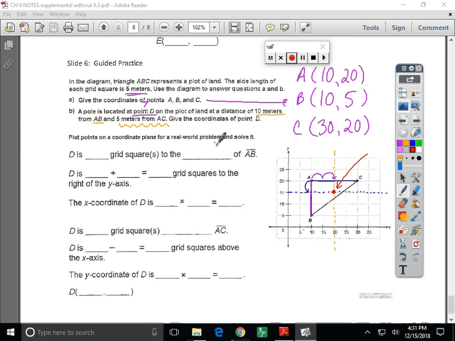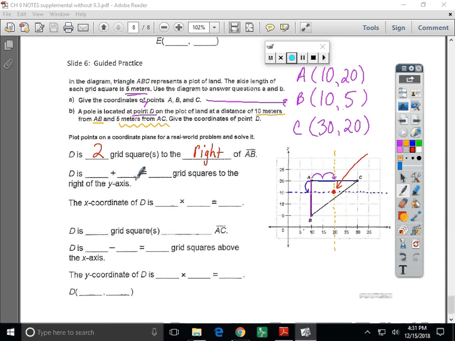Plot points on the coordinate plane for a real world problem and solve it. D is blank grid squares to the blank of AB. Oh, so we know it has to be how many grid squares from AB? 1, 2. So D is 2 grid squares to the which direction? Right. That's exactly what we did with our hops. We moved 2 intervals, or 2 grid squares, or 10 units, 5, 10, to the right.